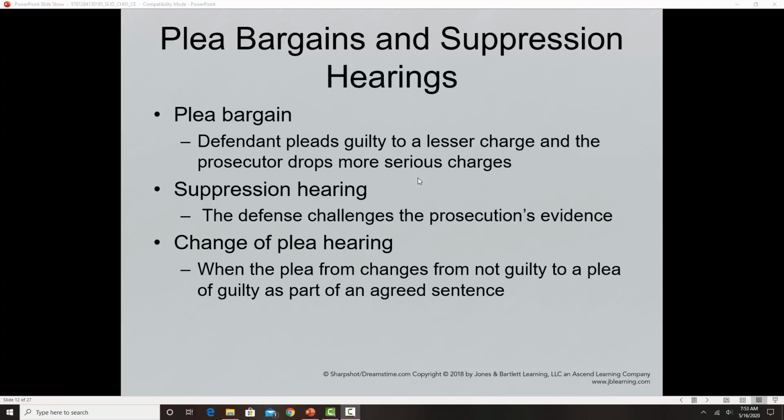A plea bargain is when the defendant pleads guilty to a lesser charge, and the prosecutor may or may not drop some of the more serious charges. For example, if somebody commits first-degree homicide, and again, this will be up to the district attorney, they might enter a plea bargain where the defendant pleads guilty, and instead of getting the death penalty, they get life in prison. That's just one example.